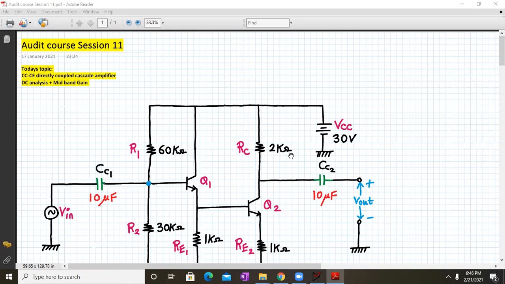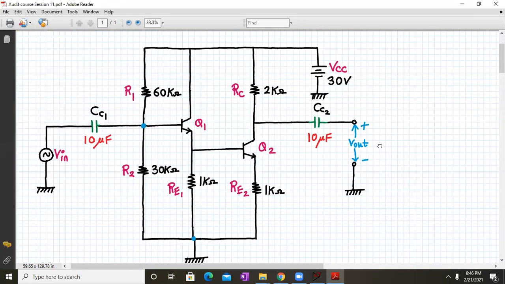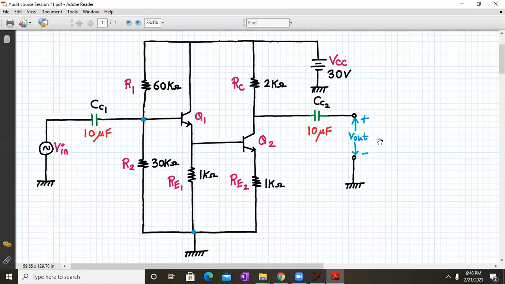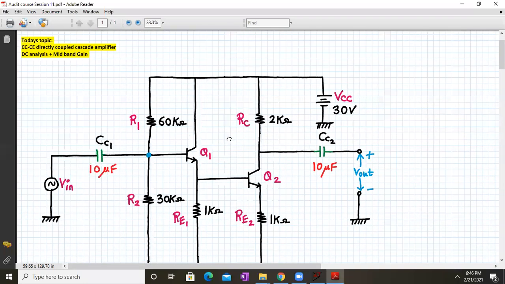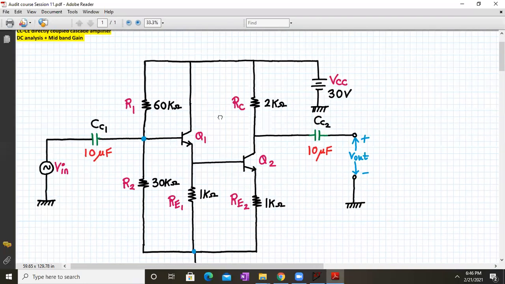Today we are going to discuss the common collector, common emitter, directly coupled cascade amplifier. Earlier we have seen the RC coupled cascade amplifier. Here we see the output of the first stage. Now this emitter terminal of the transistor Q1 goes to the base terminal of transistor Q2. So it's directly connected with a wire. That's why such kind of configuration is called a directly coupled cascade amplifier.